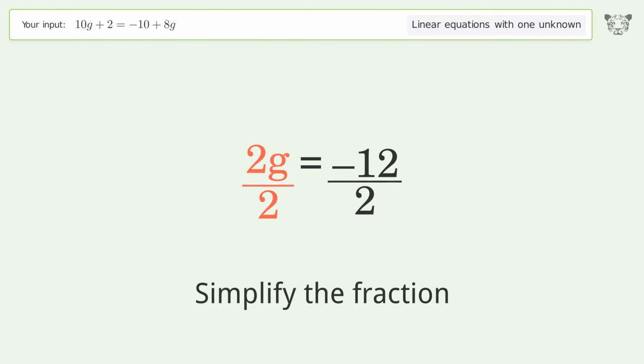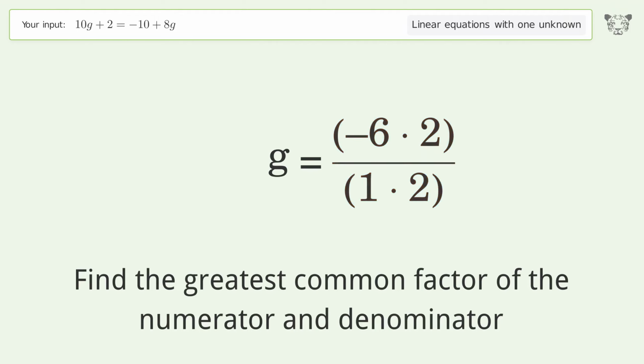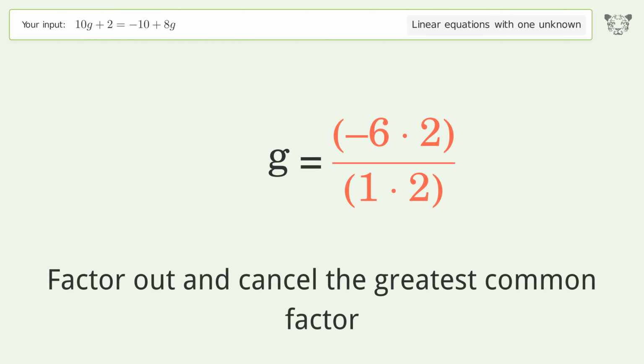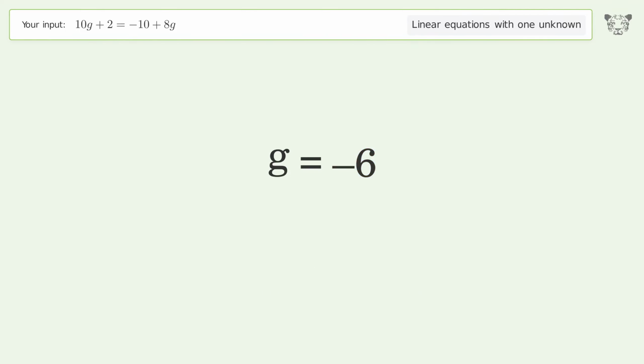Simplify the fraction. Find the greatest common factor of the numerator and denominator. Factor out and cancel the greatest common factor. And so the final result is g equals -6.